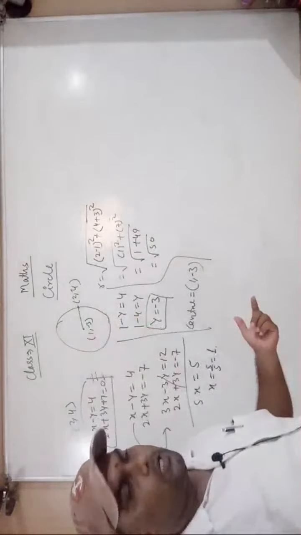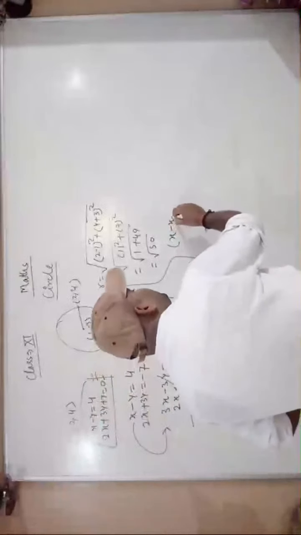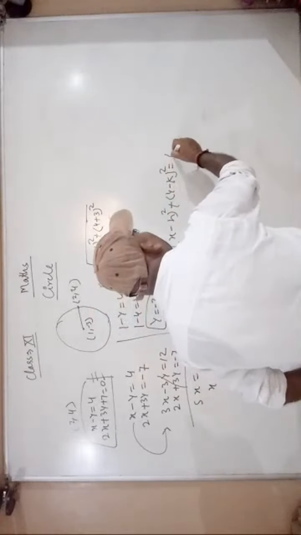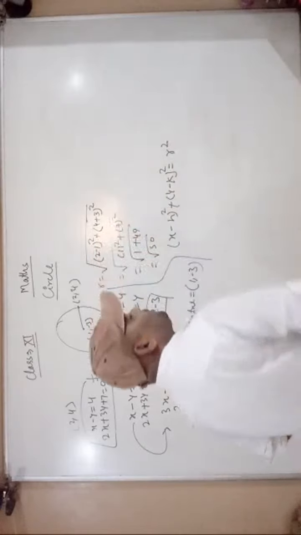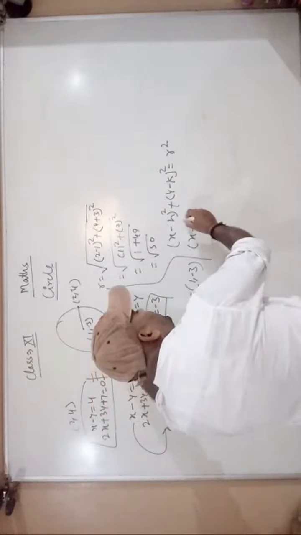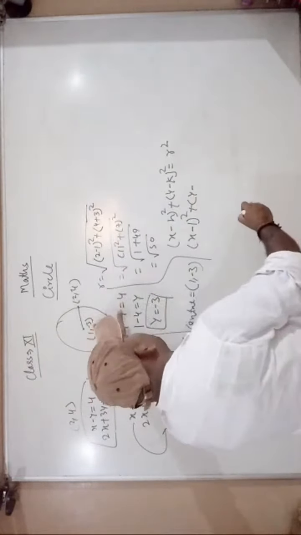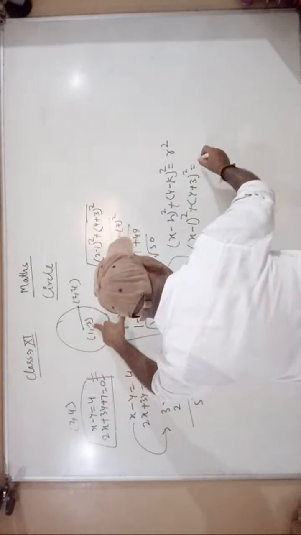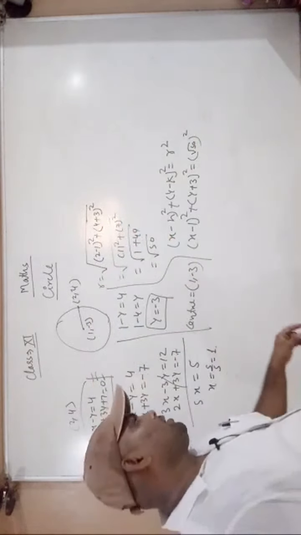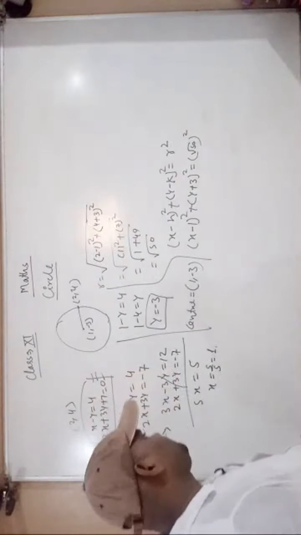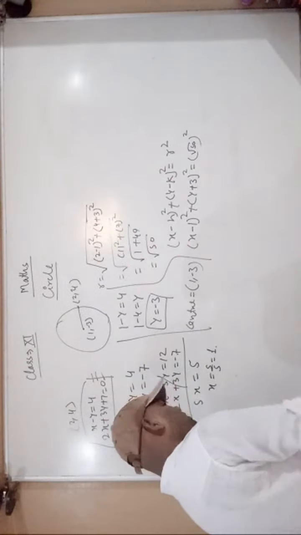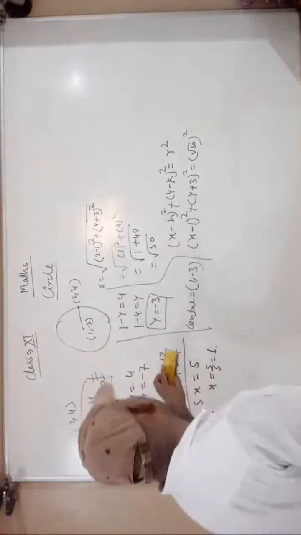Okay, now second step, we will use this formula: x minus h square plus y minus k square is equal to r square. Remember, just replace the value. This becomes x minus h, h is 1, plus y minus k, minus minus plus 3, is equal to r square, means square of under root 50. Okay, now simplify, we'll get the equation. Now let us see another example.